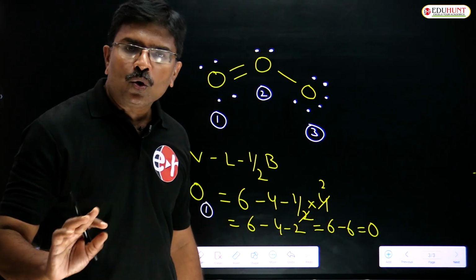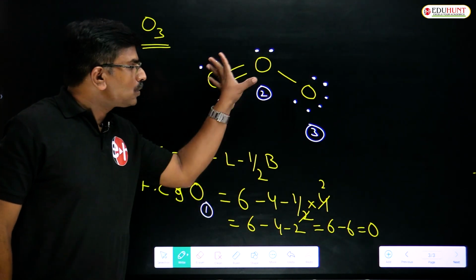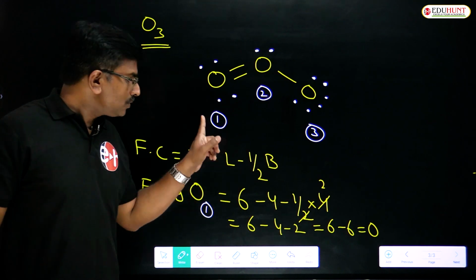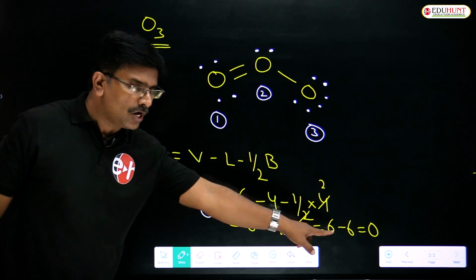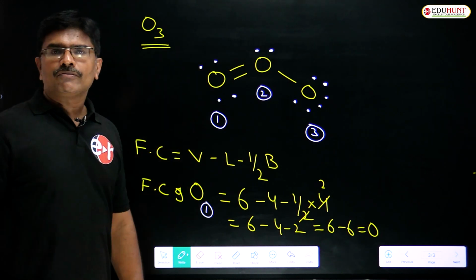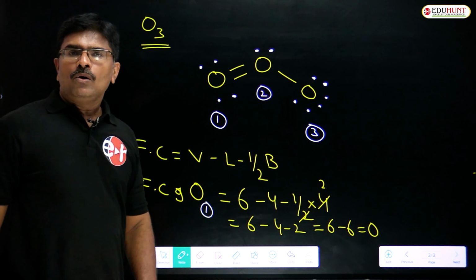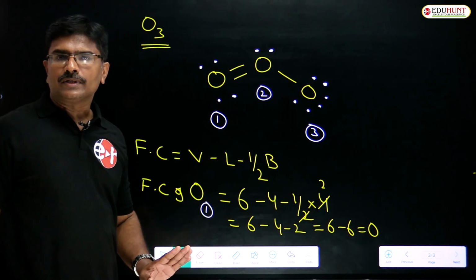So there is no charge developed on this particular oxygen in this covalent molecule formation. So the first oxygen's formal charge is 0. Please do remember this. The first oxygen's formal charge value is 0. Hope you are able to understand this.